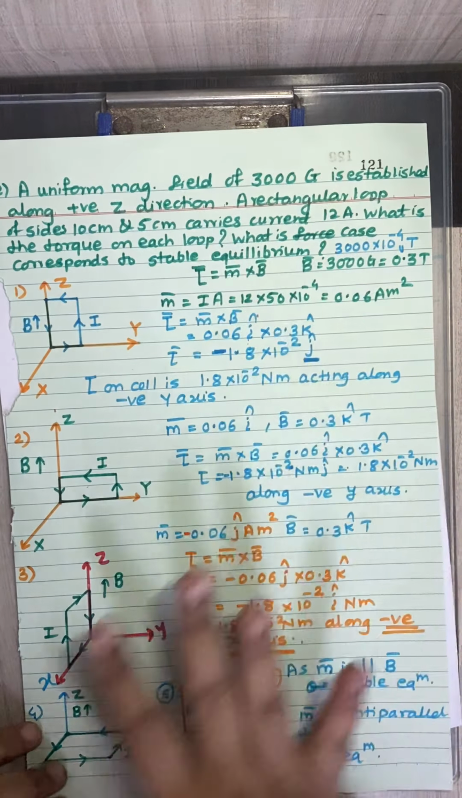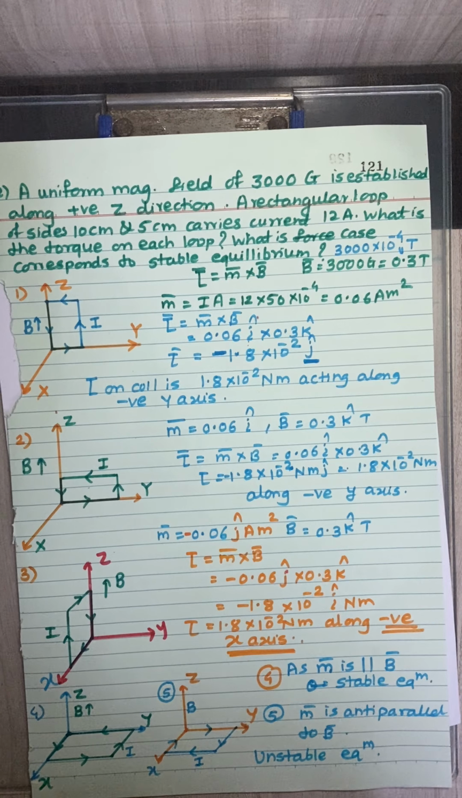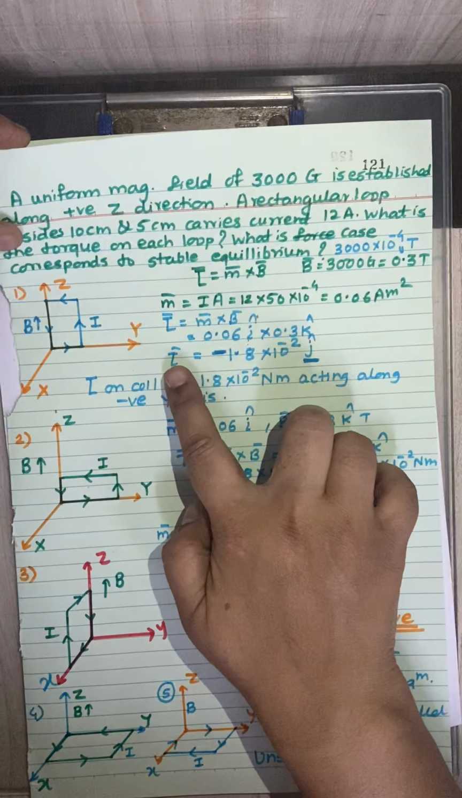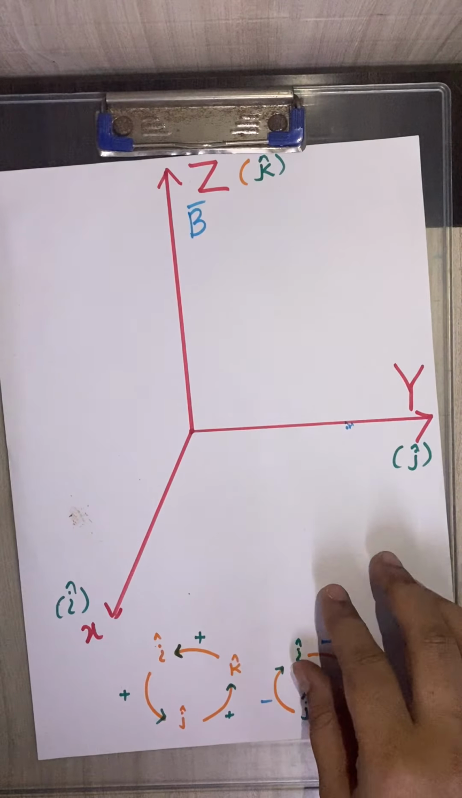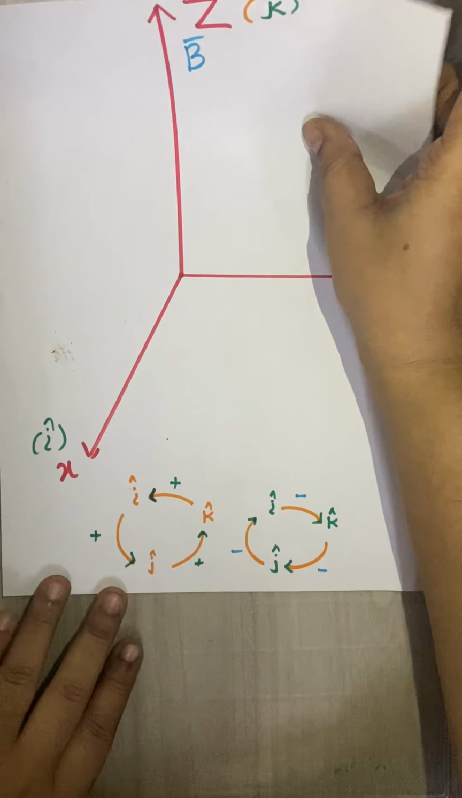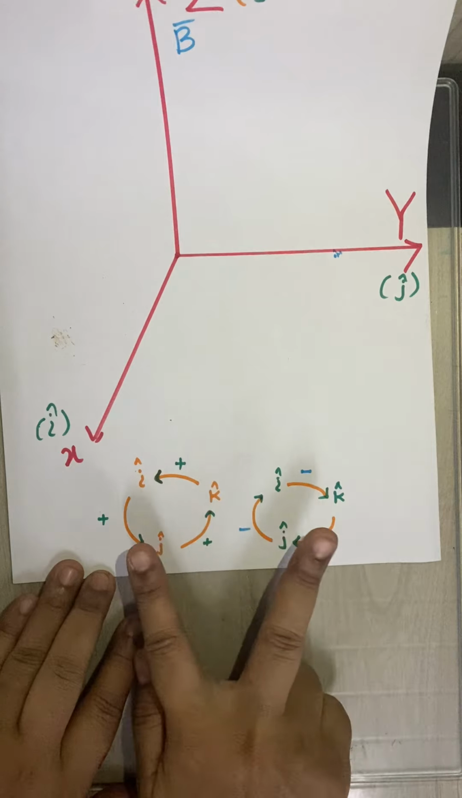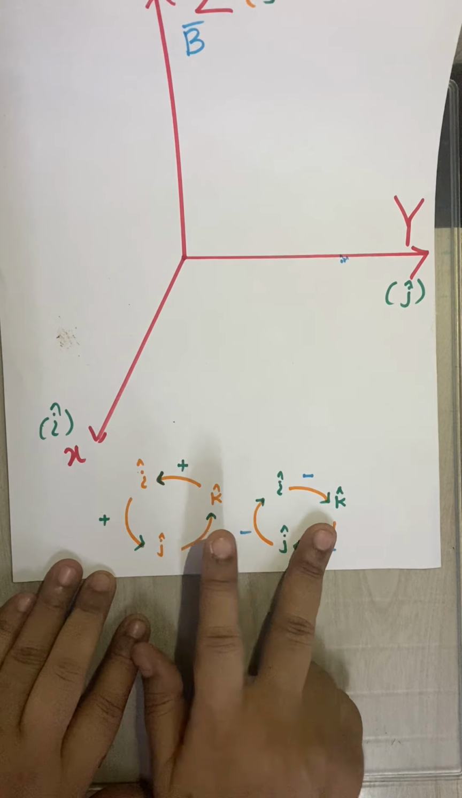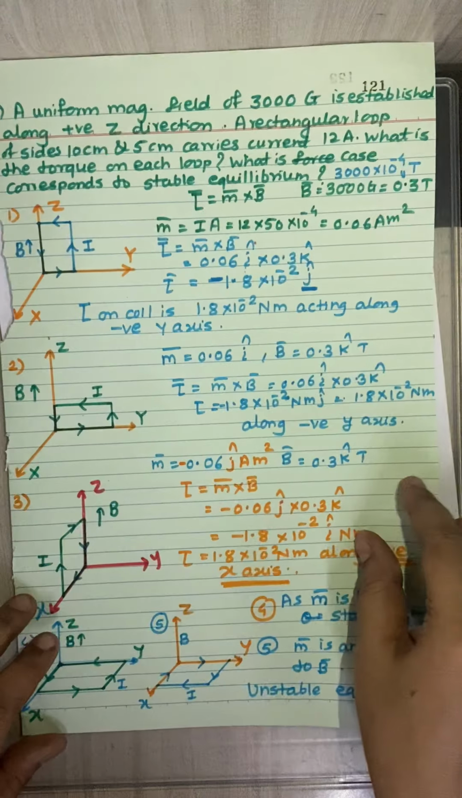So depending on the direction of M and B, you can find out the torque acting on that. And if we have to find out the direction of the torque, we have to follow the rules we used for clockwise and anti-clockwise in the case of the unit vectors I, J, K. Okay, so this is very important to understand.